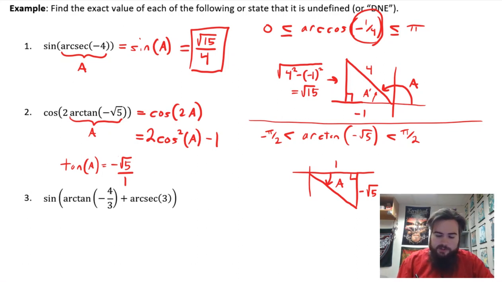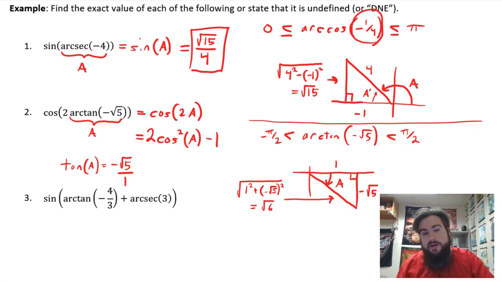And like the previous question, if we can solve for the hypotenuse side here in this case, then we should be good to go. The hypotenuse side here, using the Pythagorean theorem, would be 1 squared plus negative square root of 5 squared. That'd be 1 plus 5, so this is the square root of 6. Hypotenuse is always indicated to be positive.